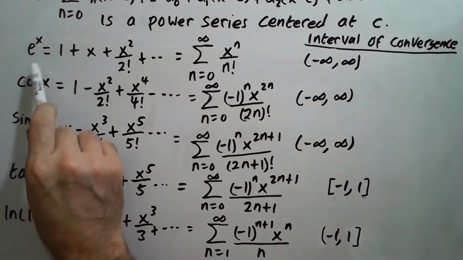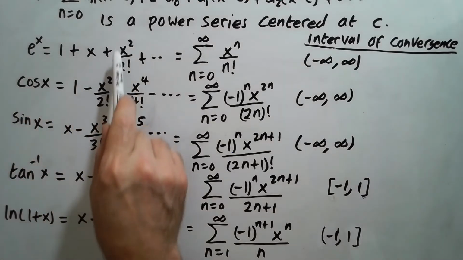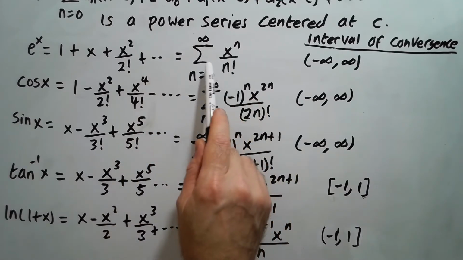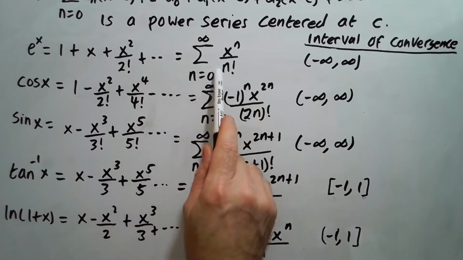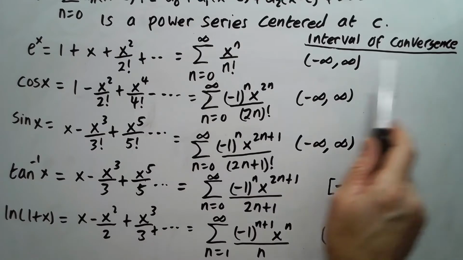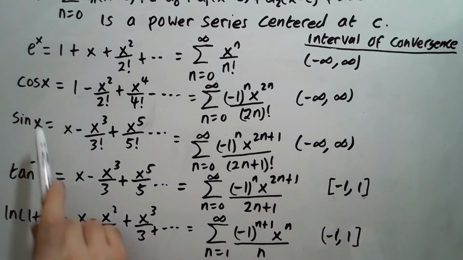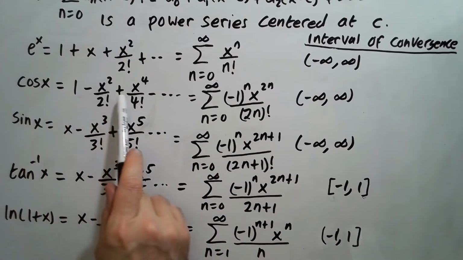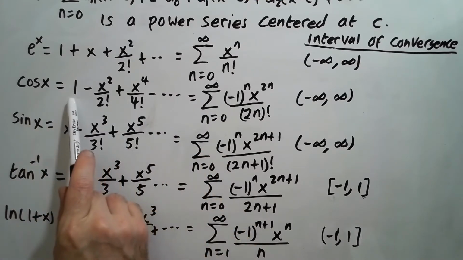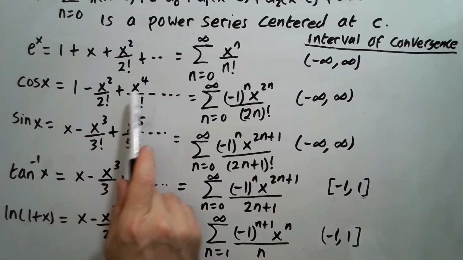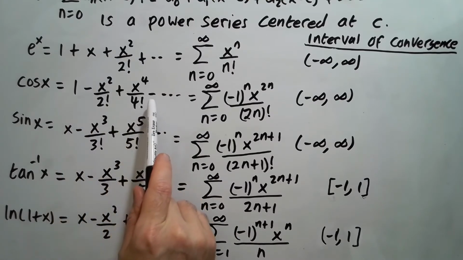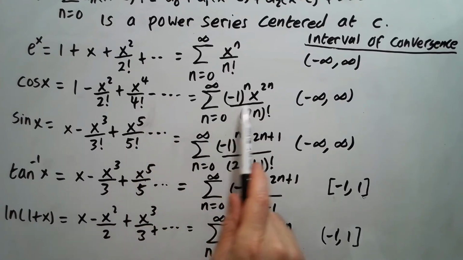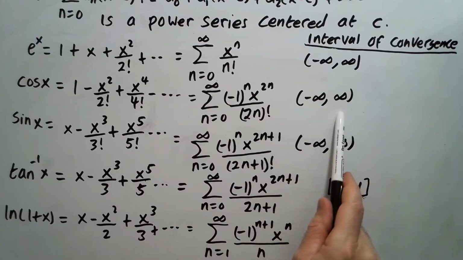You have the series for e to the x, which is 1 plus x plus x squared over 2 factorial plus x cubed over 3 factorial and so forth. In summation notation, this is how you'd write it. And the interval of convergence for this is all x's. Then the cosine is picking up the even terms with the alternating plus and minus, so it'll be 1 minus x squared over 2 factorial plus x to the 4th over 4 factorial, minus x to the 6 over 6 factorial, going back and forth like that. And this also converges for all x.